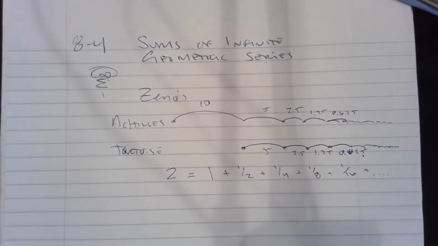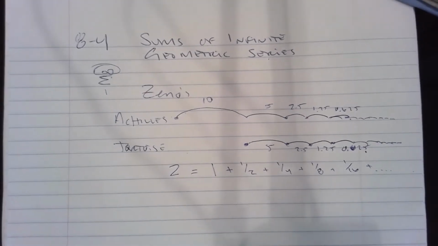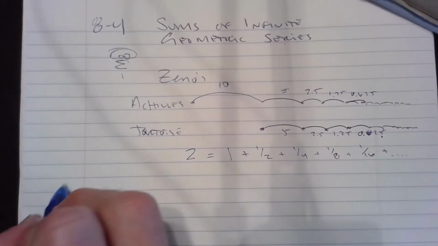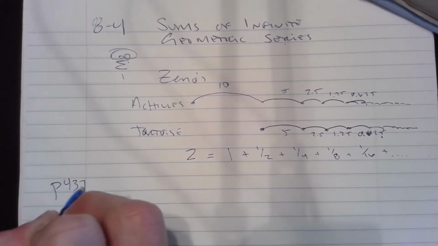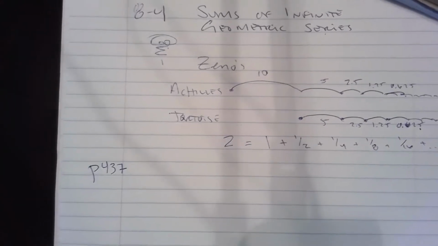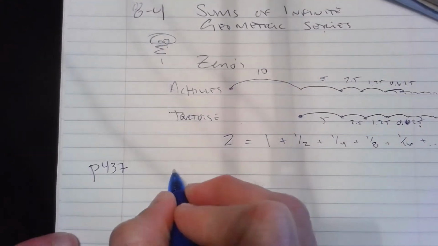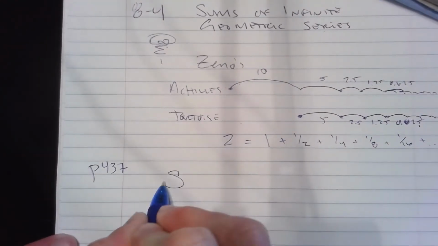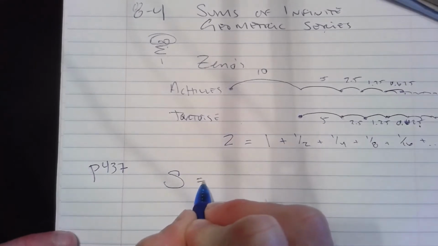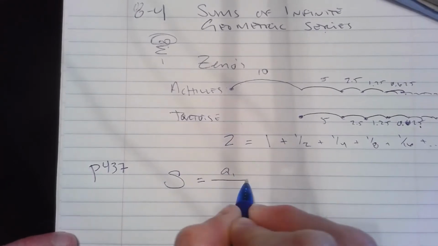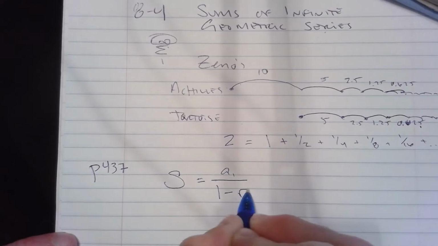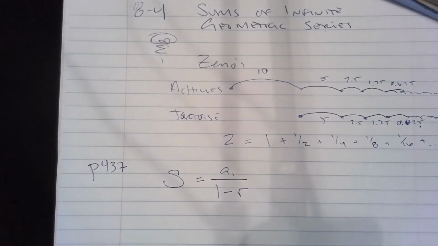So we're going to learn the formula for that right now. So take a look at page 437. And first, the core concept at the top of the page: the sum of an infinite geometric series is the first term all over 1 minus the common ratio. I hope you have your calculators ready.